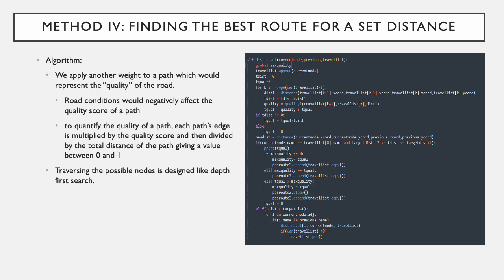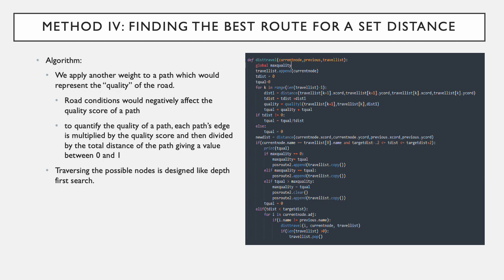The next method that we'd like to introduce, method 4, involves finding the best route for a given set distance. The main idea behind this particular algorithm, contrary to methods 1, 2, and 3, is optimizing that particular path or route of interest based on the user's input of their desired distance that they wish to run that day.